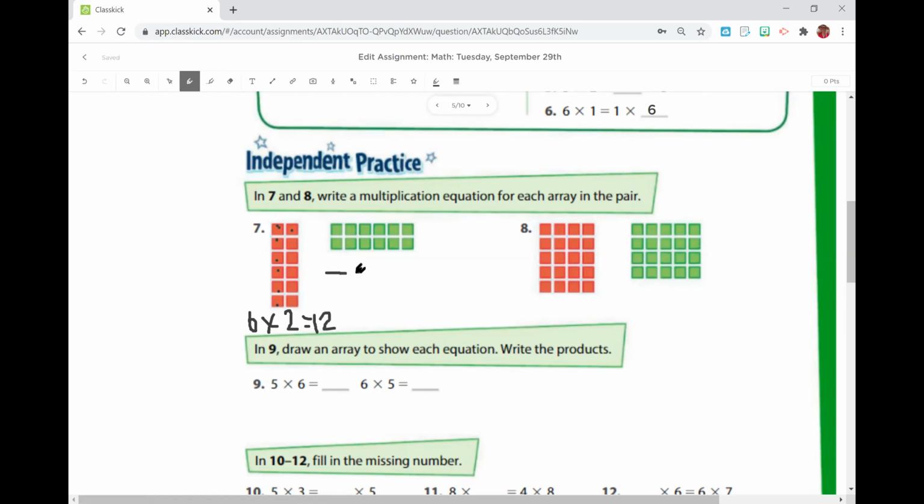Now you'll have to write another one for the commutative equation. How many rows goes right here, and how many columns would go right here. Your total is at the end. Your product is at the end. Same thing for this second one. This one, I think you'll be able to count by fives.